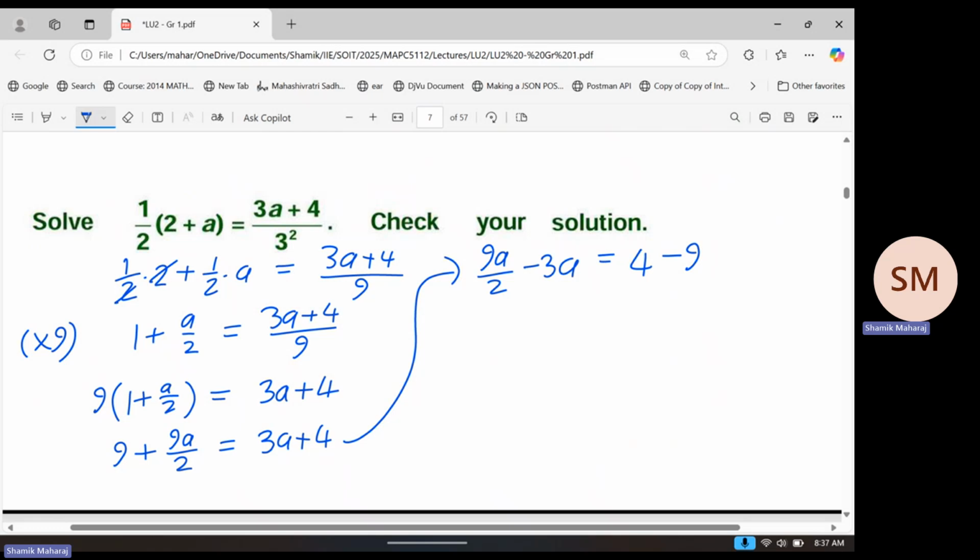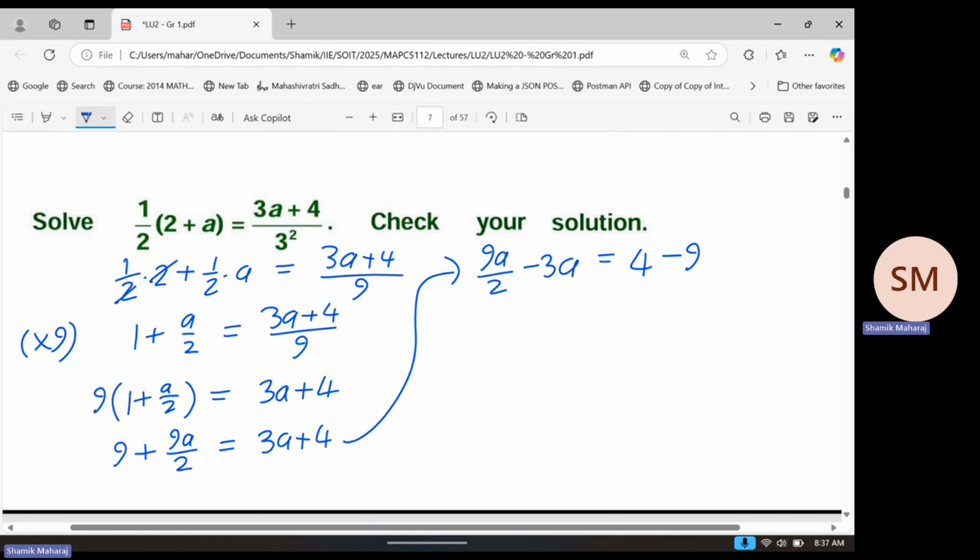I'll just move things around. And remember, when you move something to the other side, you just change its sign in front. The 9a/2 was on the left hand side anyway, so that stays as it is. The 3a must come to this side, so it becomes -3a. Right, that's what happened there. On this side, there was a 4, which is fine. We have a 4 there. This must now come to that side, so it becomes -9. Okay, so we're just moving things around.